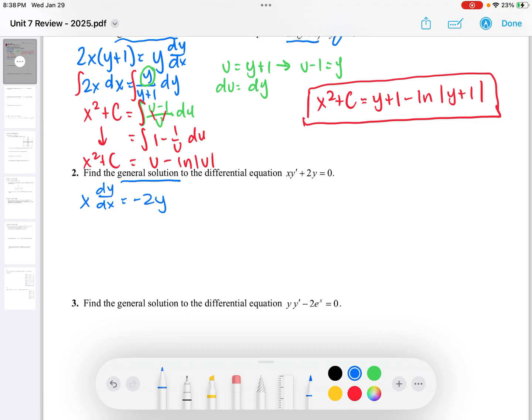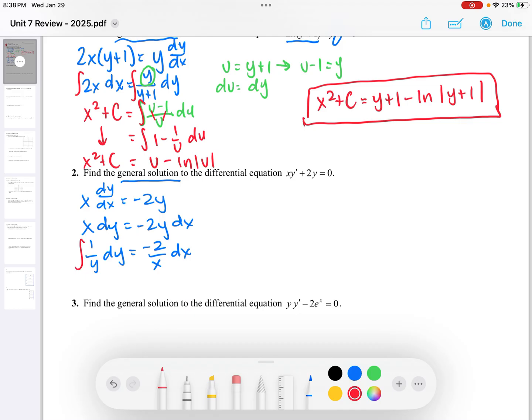Then to separate out the variables, okay, we're going to do a couple different things. I want to get the dy and the y together, but the dy has to stay in the numerator. Okay, so I'm going to think about multiplying it by dx on both sides. So then I can see where everything needs to end up going. My y needs to move over, and my x needs to move over. So then I'm going to have 1 over y dy equals negative 2 over x dx.